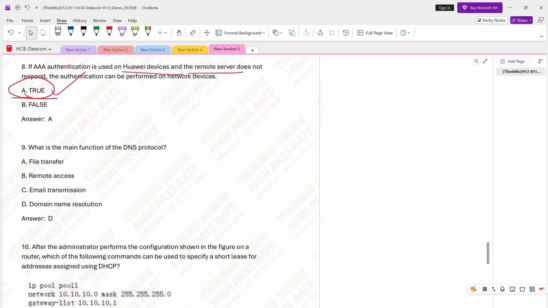Right, now let's move on to question 9. Question 9 is specifically about the DNS protocol, the DNS portal, right? What exactly is its main function? The letter D here stands for domain, which is part of the domain name system.